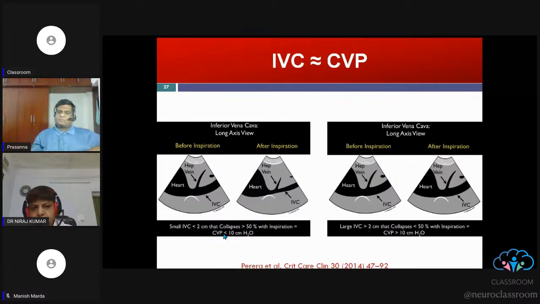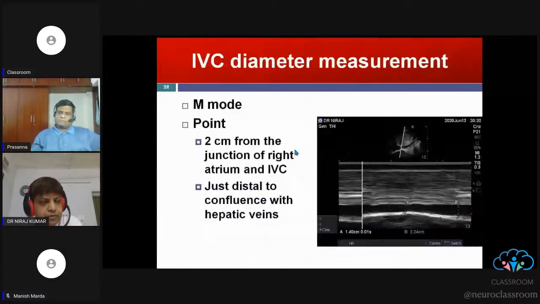This is one scenario. Take another scenario. If the IVC diameter is more than 2 centimeter, that means it is pretty full, and if there is collapse of less than 50%, then roughly there is a rough estimation that CVP is more than 10 centimeter. So this is a rough idea of what the size of the IVC is and what the collapsibility of the IVC is. So we have to measure the IVC diameter for that.